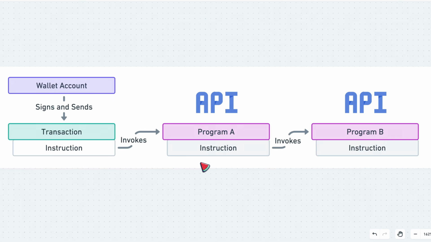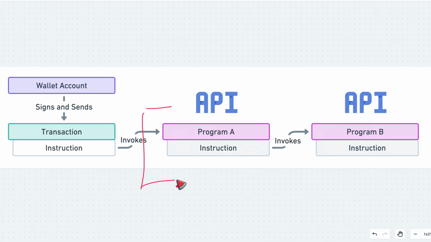In this video, we're going to go over the concept of Cross Program Invocations on Solana. This is when one program defines an instruction that internally invokes the instruction on another program. So when a user sends a transaction invoking the instruction on program A, when that instruction is processed, it also invokes the instruction on program B.